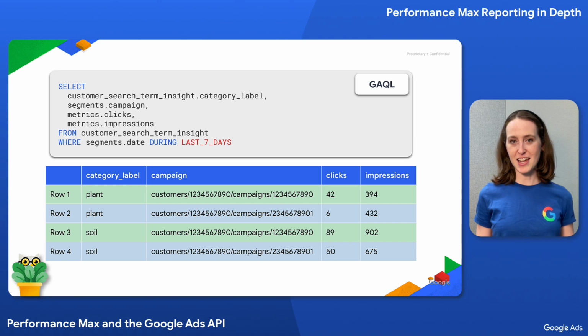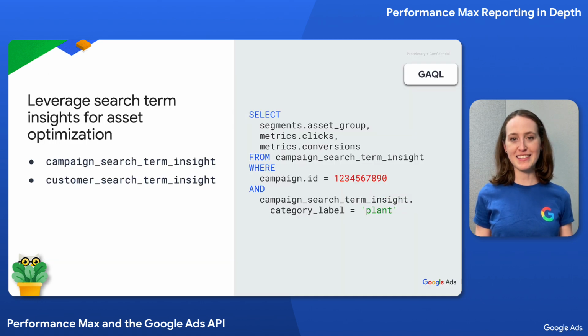It might be the case that our assets, audience signals, or components of our setup are reaching users in a way that we could leverage for other campaigns, or for our website's landing page. Applying this in a Gaggle query, we could leverage the Campaign Search Term Insight resource to look at how performance breaks down by asset group within that campaign and the plant category label.